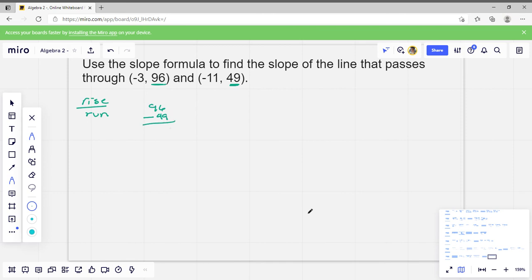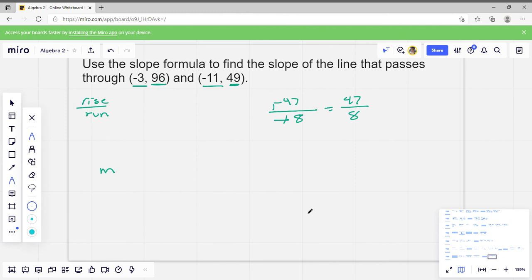So we're just going to subtract. 96 minus 49, that'd be 47. We went negative 47, down 47. And then for our x value, we started at -3, and we went down to -11. That's going to be another negative. That would be -8. So these two cancel, and I get 47 over 8.